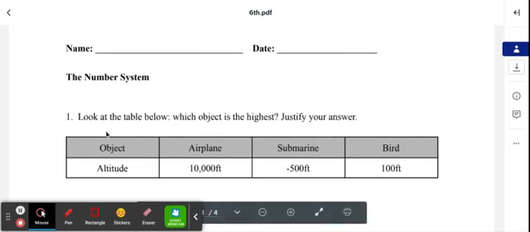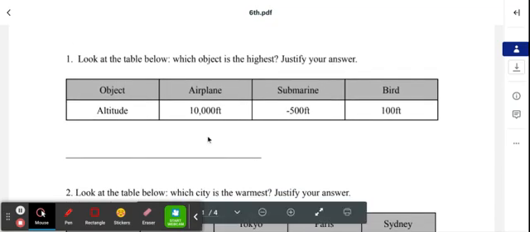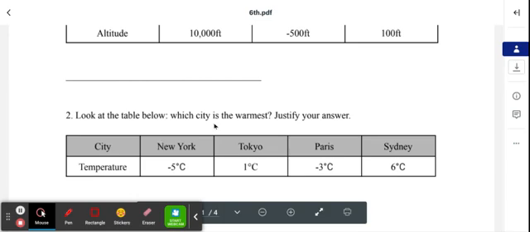Number one, look at the table below. Which object is the highest? Justify your answer. So this is sort of obvious, it's the airplane because it's 10,000 feet. Negative 500 feet is obviously lower than 10,000, and it's asking for the highest. So the answer for this one is airplane.